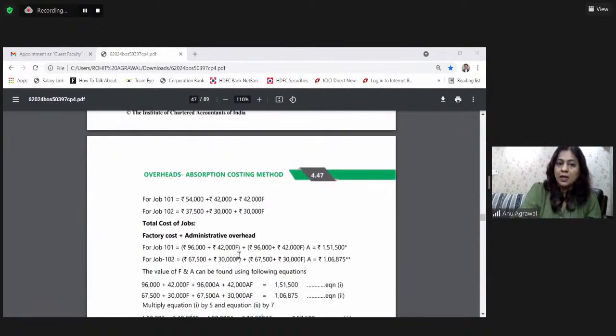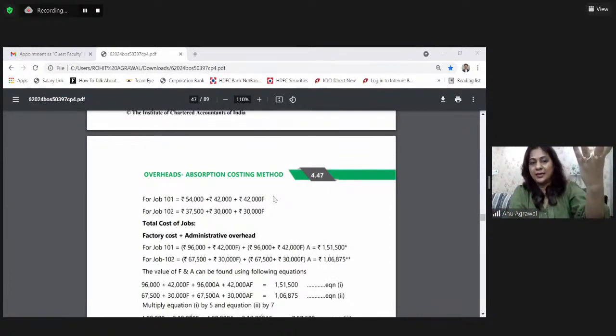Now, once we have got this, they say what will be administration overhead? They said the total of this is a percentage. So you can say Y. So they say factory cost plus admin overhead would be what? So for job 101, it's going to be what? 54 plus 42, which is 96,000 plus 42F, plus its percentage, which is going to be admin overhead.